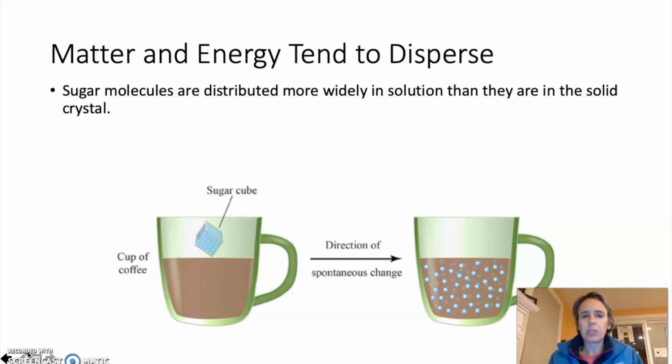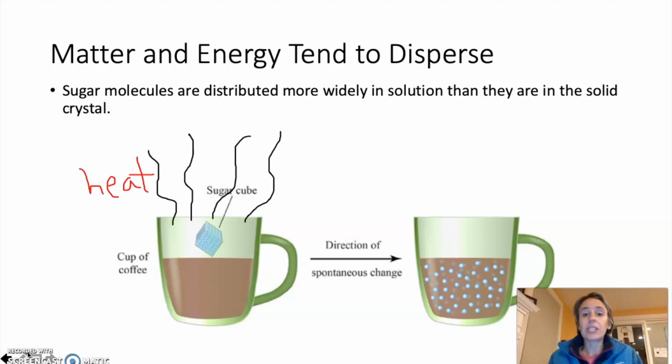So let's look at a really simple example. If we have a cup of coffee and we put a sugar cube in there, that sugar cube will dissolve. That's another example of a spontaneous change, the dispersal of those molecules of sugar. Furthermore, we've got heat coming off that coffee cup as well. And so energy is also dispersing in this example. Our cup on the right is quite a bit cooler because it's lost some of its heat to the surroundings.